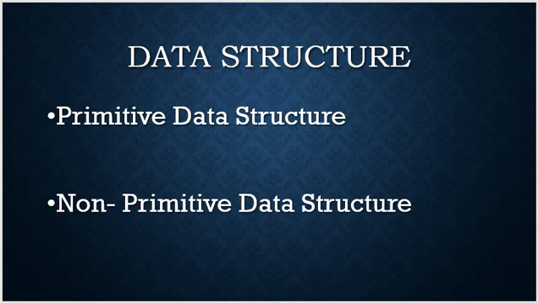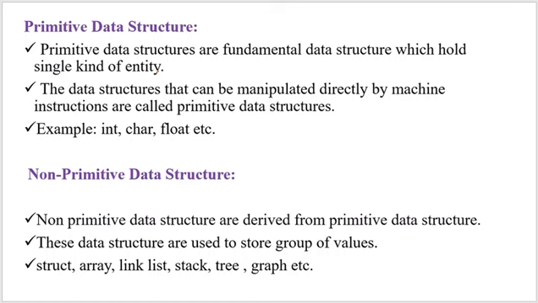We use primitive data structures to store data having a single entity in computer memory. If we want to store single entity data in the computer memory, we use primitive data structure. But if we want to store a group of entities having the similar type or different types, we use non-primitive data structure.